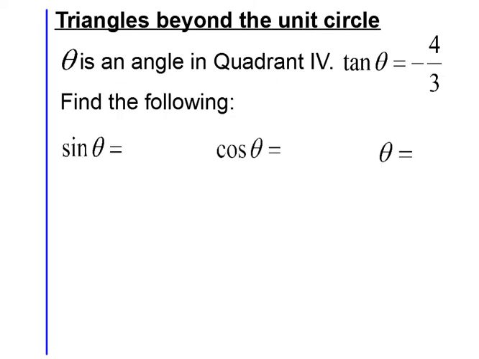We can also use what we've learned about the unit circle to solve for the sides and give trig ratios on triangles beyond the unit circle. So in this scenario, I have an angle called theta. This angle is in the fourth quadrant. I know what the tangent of angle theta is. It's negative 4 over 3. Let's find these other values.